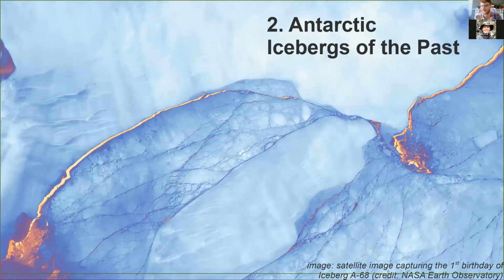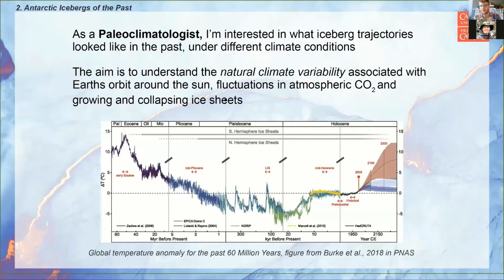So it's one thing to be able to understand icebergs in the modern ocean. However, over the last, say, 60 million years, as a climate scientist, we can look at these different time periods as kind of natural climate experiments. We have this huge variety of natural climate variability associated with different forcing. So we have changes in the way that Earth orbits around the sun, fluctuations in the level of atmospheric CO2. We have the growing of ice sheets, the collapsing of ice sheets. We have all of these different varying states.